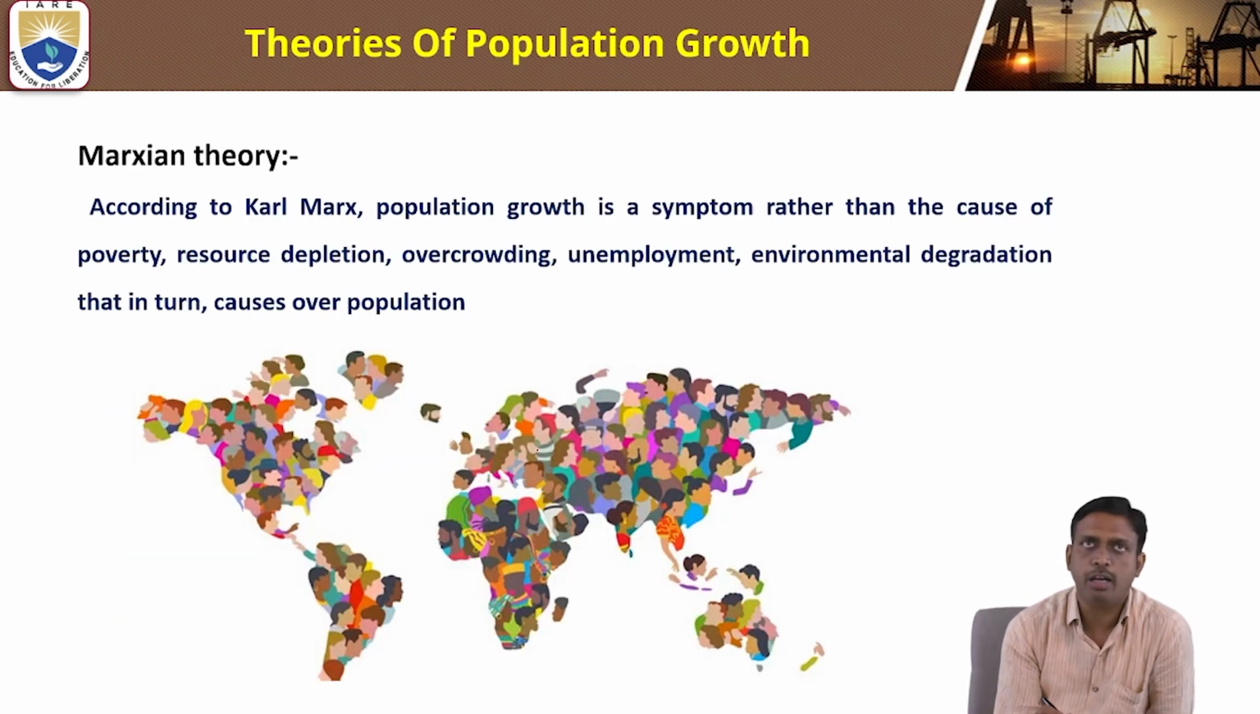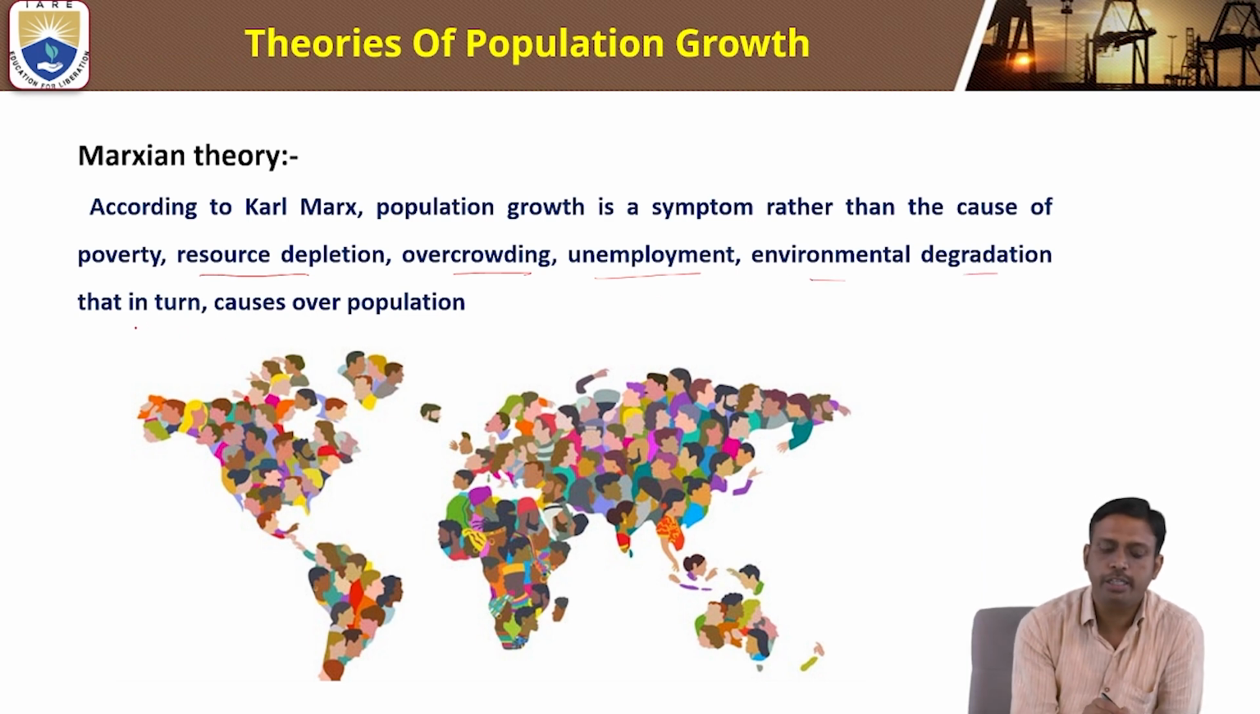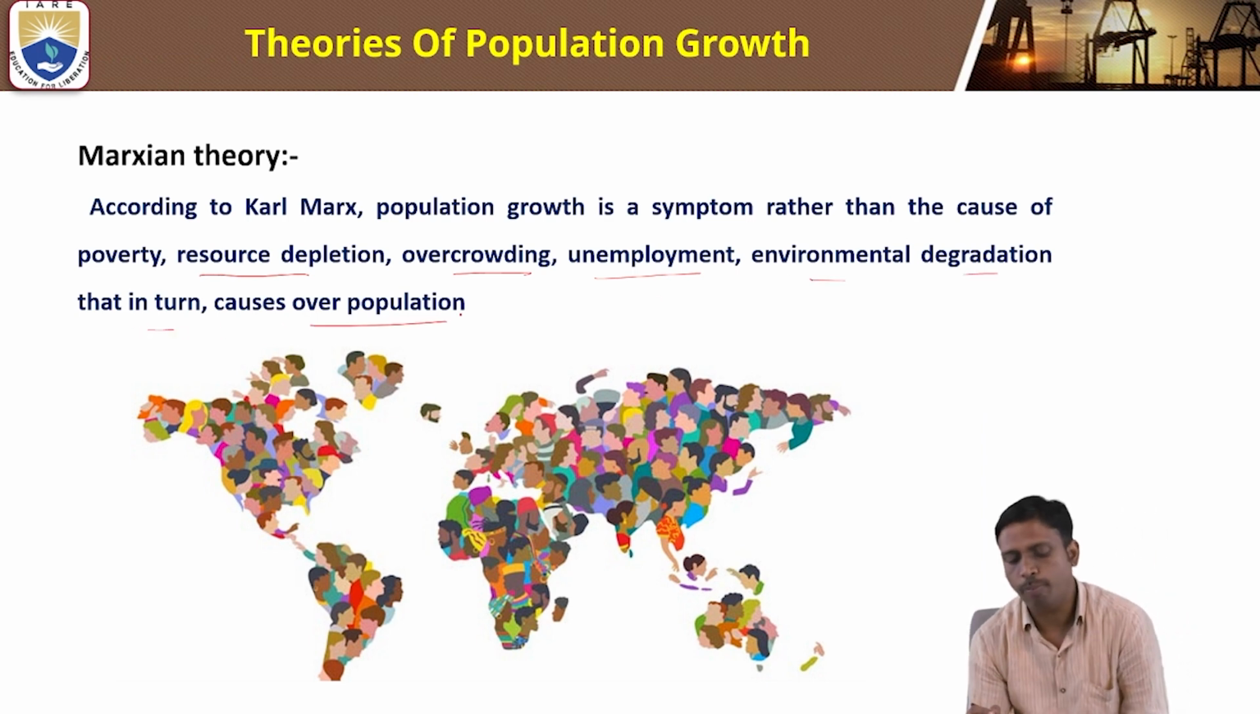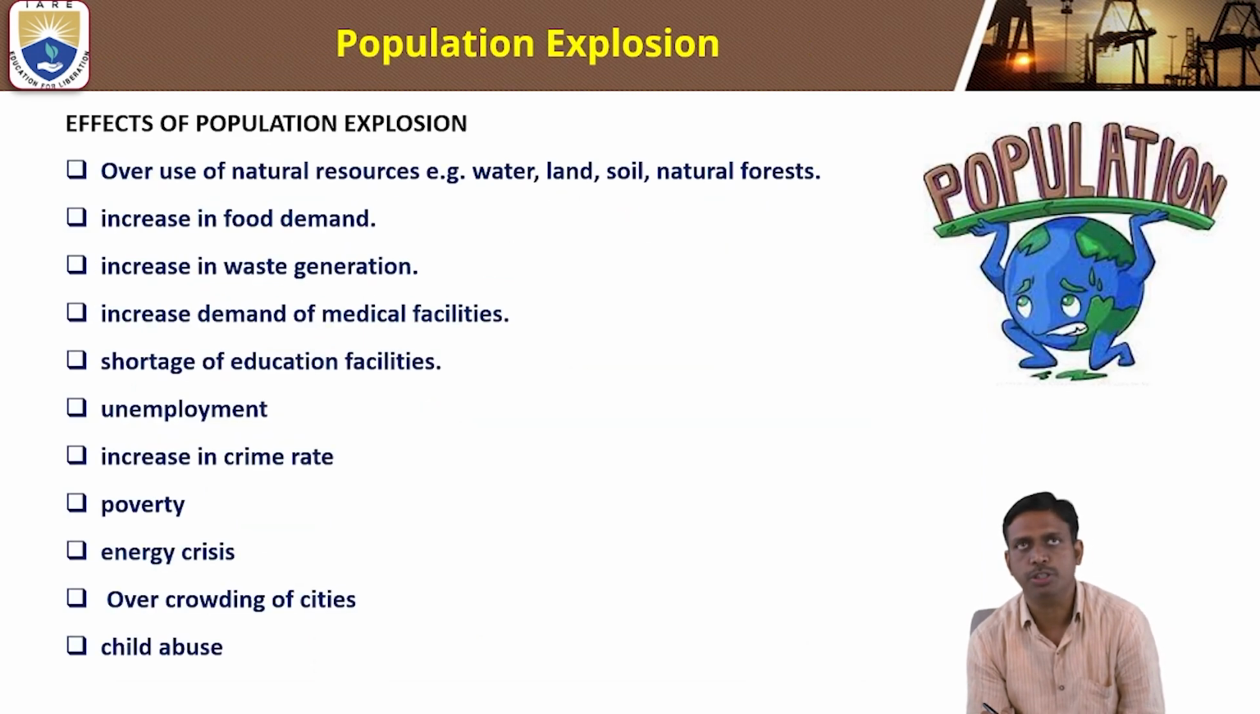Marxian theory: according to Karl Marx, population growth is a symptom rather than a cause of poverty. Resource depletion, overcrowding, unemployment and environmental degradation in turn cause overpopulation, that leads to population explosion.